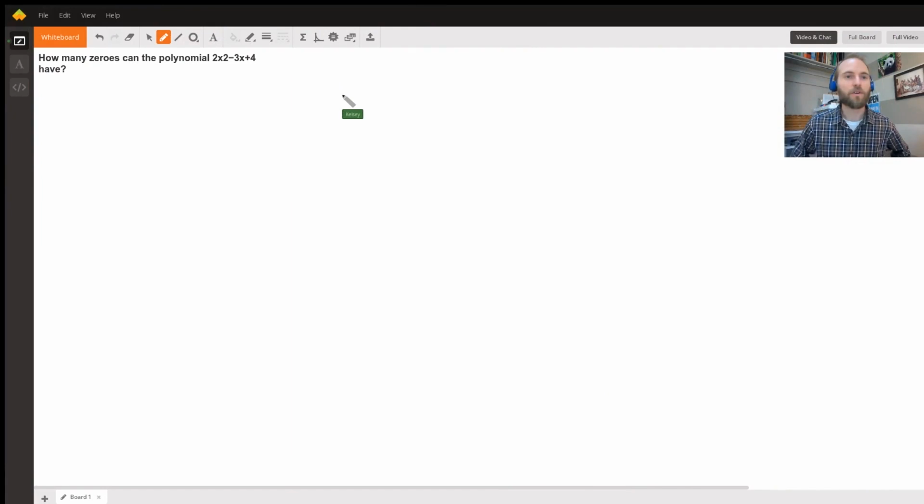Leticia H is wondering, how many zeros can the polynomial 2x squared minus 3x plus 4 have? So Leticia, a couple of answers. First, what I want to give you is the sense that the fundamental theorem of algebra says that whatever the highest degree is, that is how many roots you will have, no matter what, period.